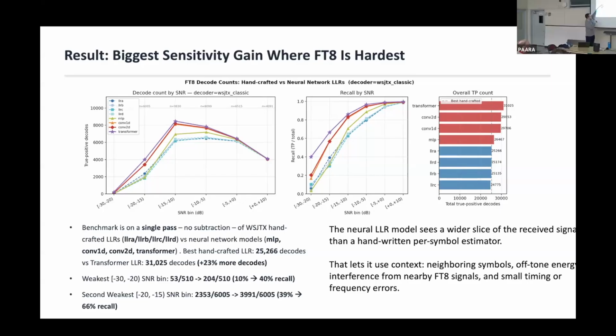Just for the sake of mentioning it, I tried some other architectures. This multi-layer perceptron is a very classic one that has a long history. There's also the convolutional neural network.